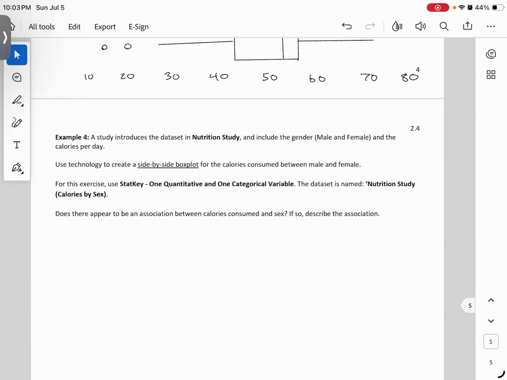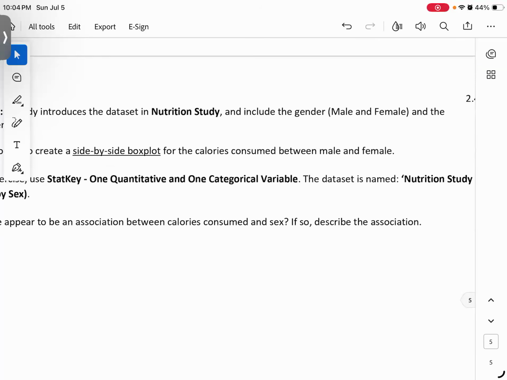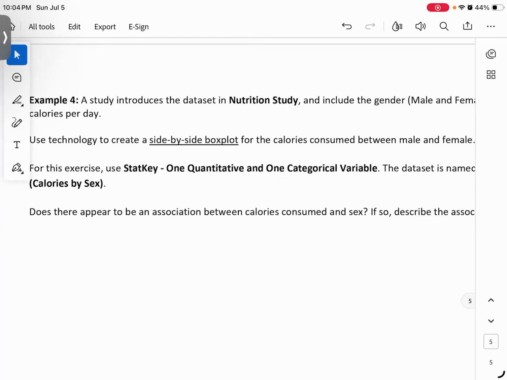And again, for all your StatKey, these are the ones that you want to make sure that to receive credit for your homework, you're actually making sure that you attach these as evidence of, hey, I went to StatKey, I made the graph. What we're going to do on this one is there's a study about nutrition, specifically about calories based on sex.